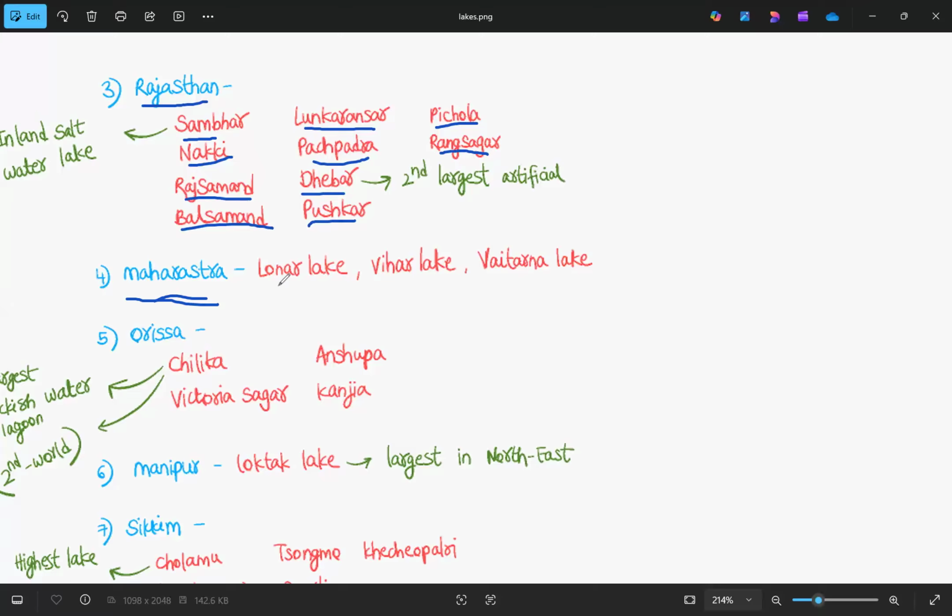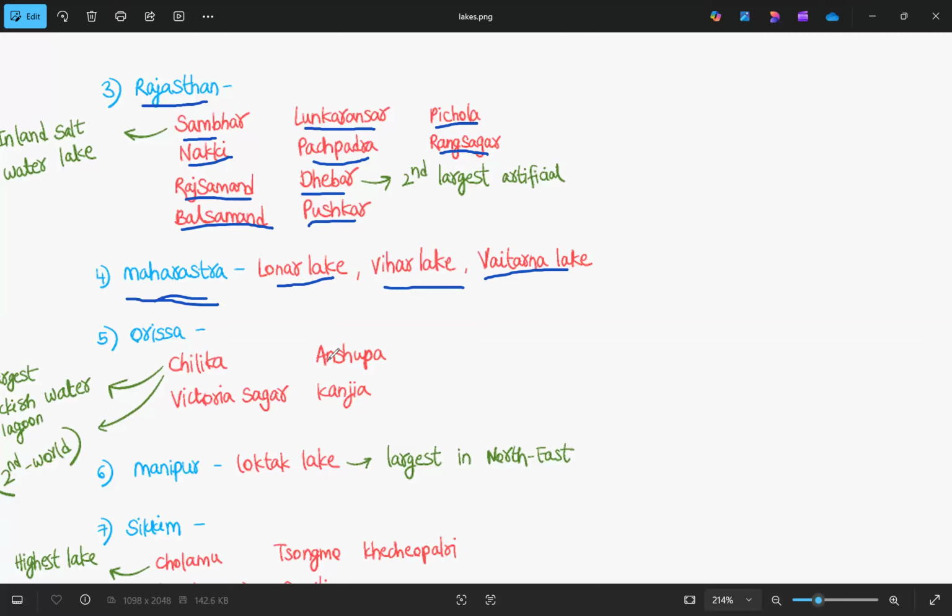Whereas Vular Lake is formed due to tectonic activity. But here Lonar Lake was formed due to asteroid collision in the Pleistocene epoch. This is the difference between tectonic activity and asteroid collision. And then we have Vihar Lake. And the third one is Baitarna or Vaitarna Lake. These are the three lakes in Maharashtra: Lonar Lake, Vihar Lake, and Vaitarna Lake.